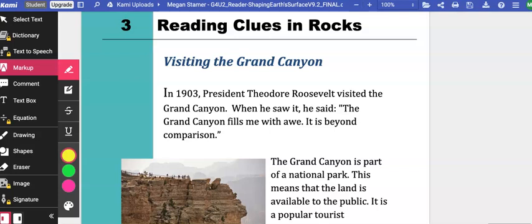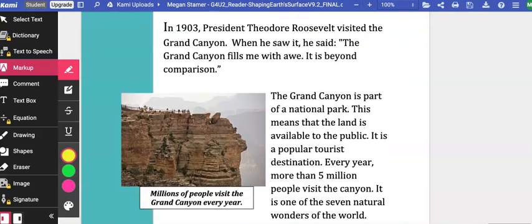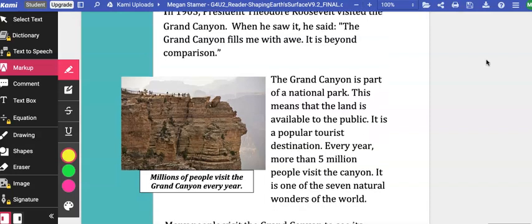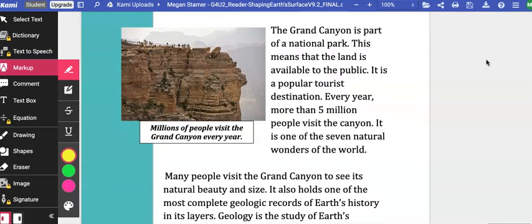Reading Clues and Rocks, Visiting the Grand Canyon. In 1903, President Theodore Roosevelt visited the Grand Canyon. When he saw it, he said, "The Grand Canyon fills me with awe. It is beyond comparison." The Grand Canyon is part of a national park.